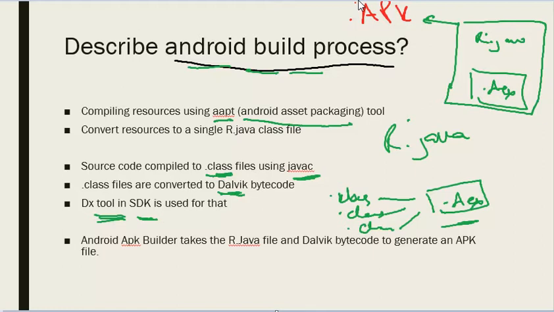Or you can manually download this APK or copy it onto your phone. If you are using some website where you have an APK, just download it and install it manually. So that's the build process in Android.